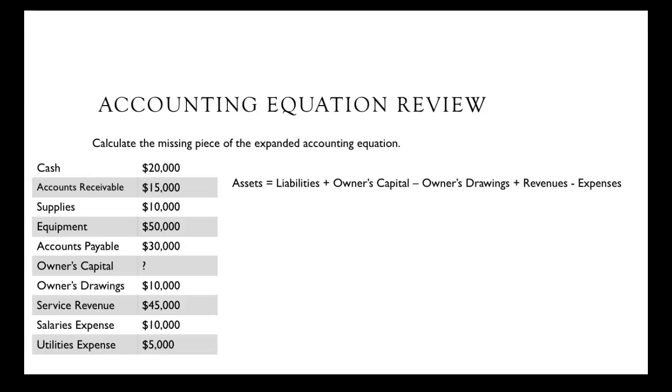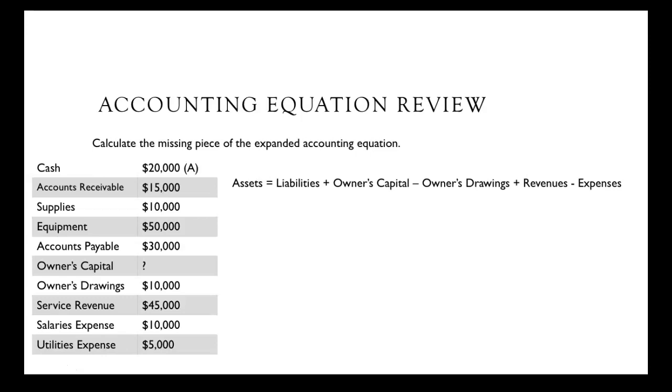Owner's drawings are $10,000. Service revenue is $45,000. Salaries expense is $10,000. And utilities expense is $5,000. So what we need to do now is figure out which accounts go where. So starting off with cash, we said that that was an asset from earlier, right? So we'll put an A next to cash, so then that way we know that that's going to go under the asset category.